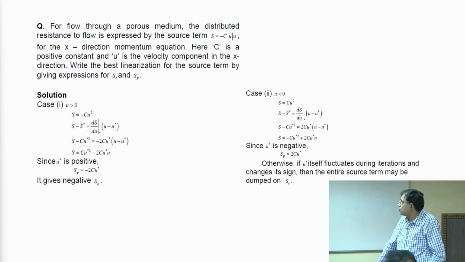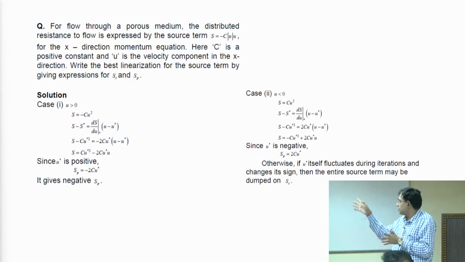There is a flow through a porous medium where, in the x direction momentum equation, there is a resistance against flow, that is why minus. So, S equal to minus C mod of u into u. Mod of u is always positive and u depends on the direction. If it is u in positive x, the source is in the negative x. So, it is like a friction drag. Physically it is like friction in a porous medium. If you want to model this source term, how do you linearize it?